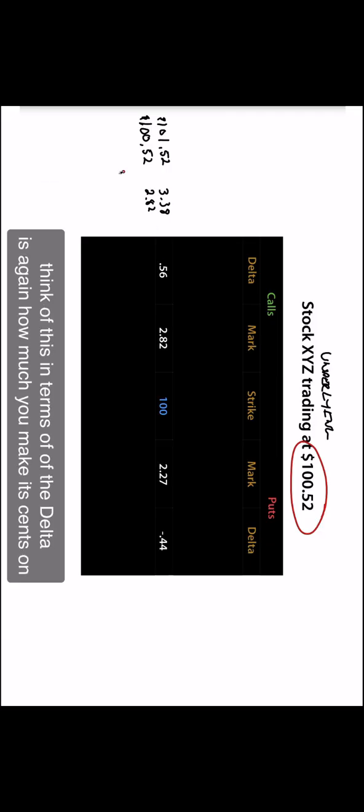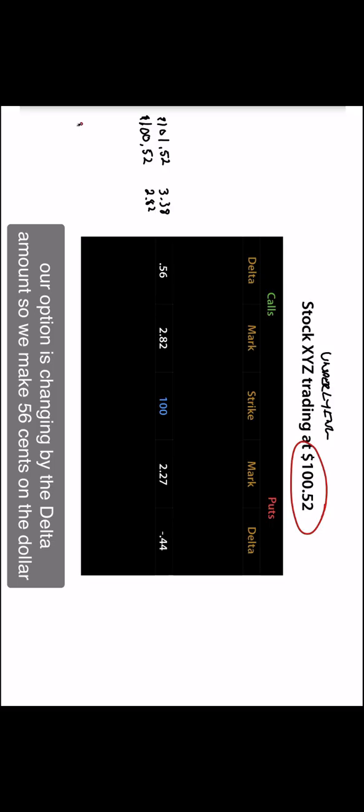So it's easy to predict how much we make in a $1 move here. Well, we make $1, right? $100.52 to $101.52, we make $1. That's easy to predict. But to predict how much we're going to make if it moves with this option, we need to have a delta to tell us what that number is going to be. So that's right. And so you can think of this in terms of the delta is, again, how much you make. It's cents on the dollar. So we made 56 cents on the $1 move.